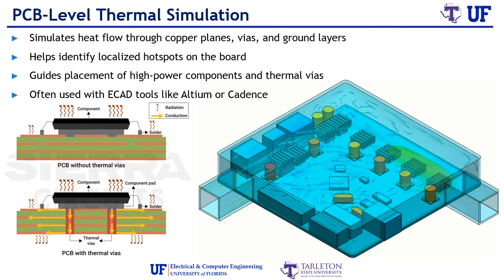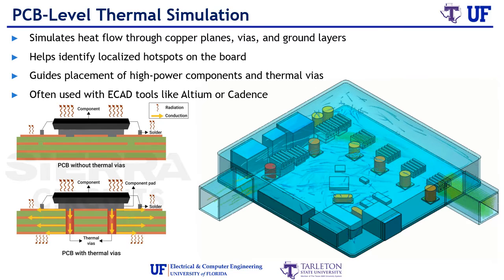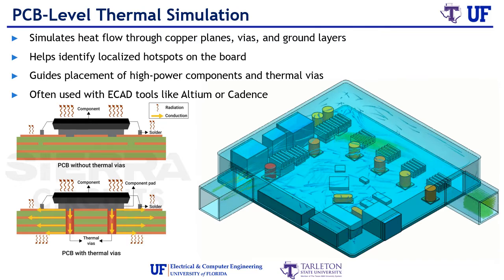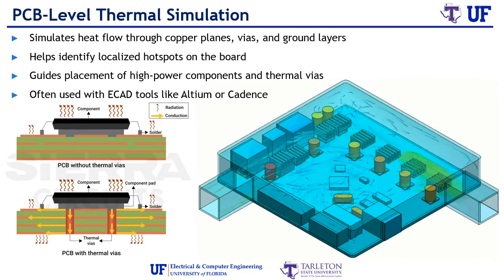PCB level simulation zooms out to consider how the printed circuit board itself conducts and dissipates heat. This includes copper traces, thermal vias, and ground planes. A heat map illustrates how a poorly placed component can lead to localized overheating, while the second image shows how thermal vias distribute heat across board layers. This analysis is often done in tandem with ECAD tools, helping both layout and thermal teams collaborate.